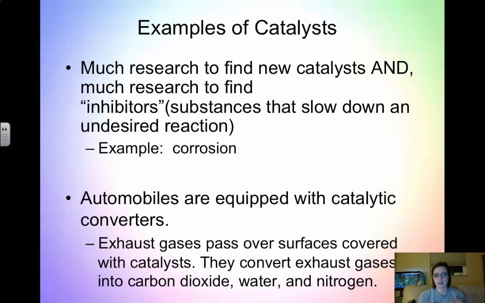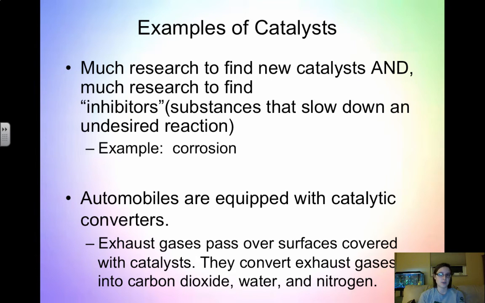Some examples of catalysts that we see a lot are catalytic converters. Cars are equipped with catalytic converters, and the gas from the exhaust is passed over a surface that's covered with a specific catalyst. It converts gases into carbon dioxide, water, and nitrogen, because car exhaust contains high levels of carbon monoxide, and carbon monoxide is deadly. So the catalytic converter passes the gases over a surface that will convert it to something else.